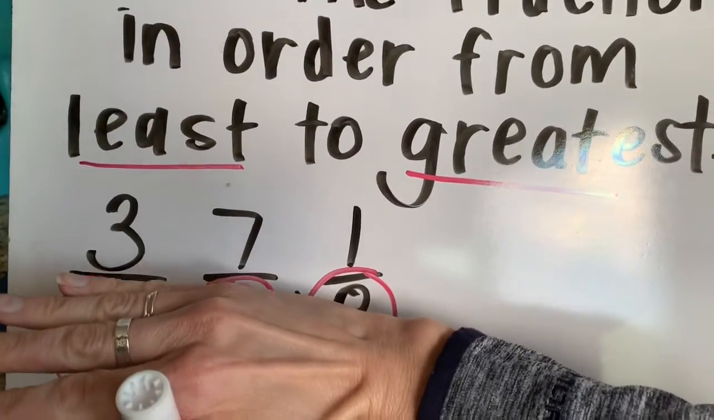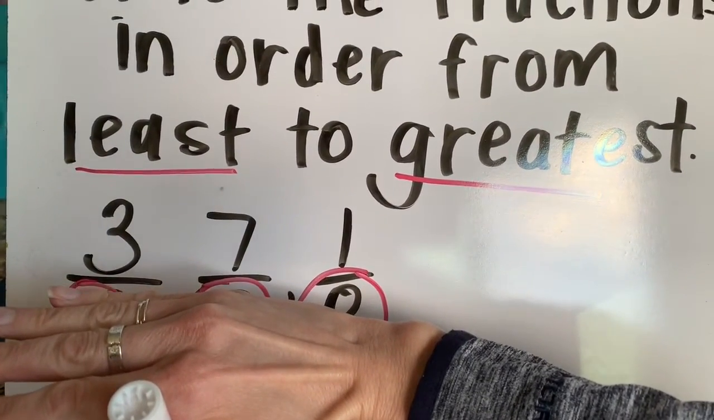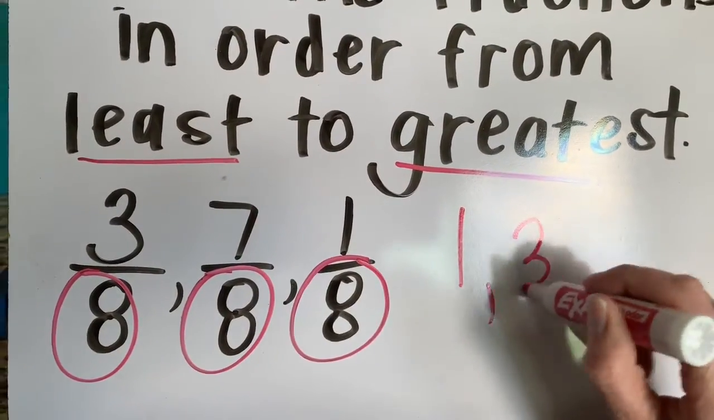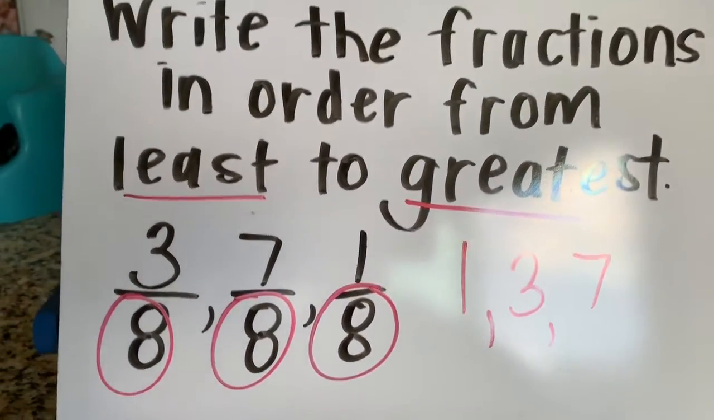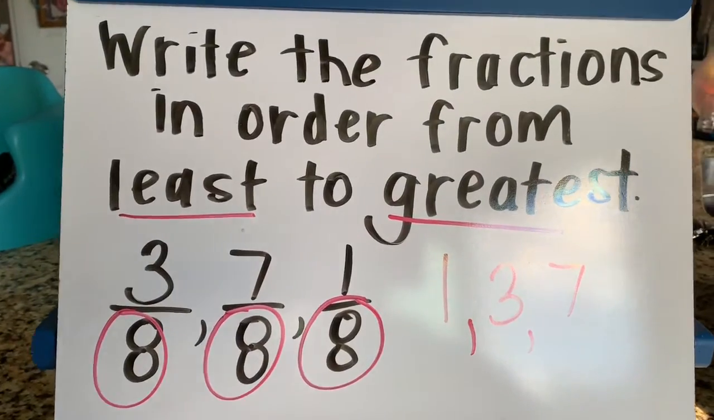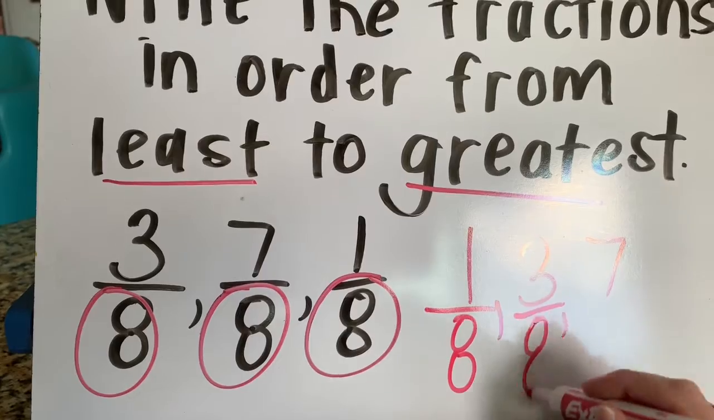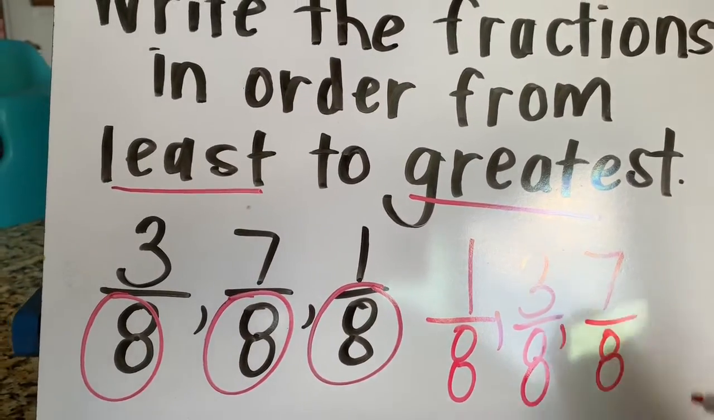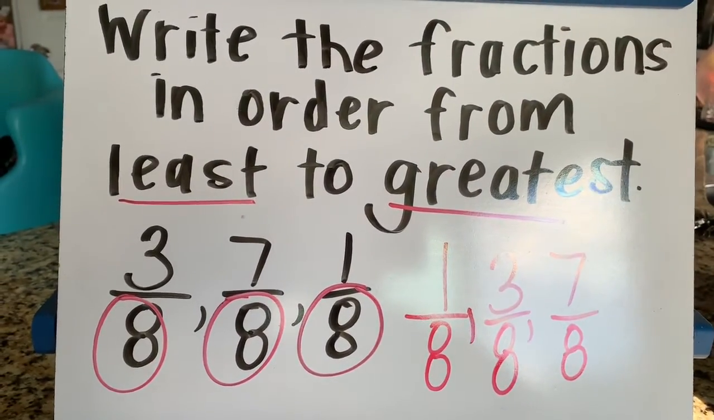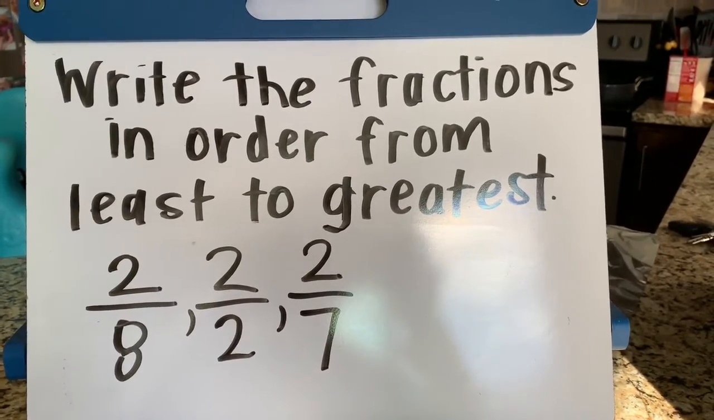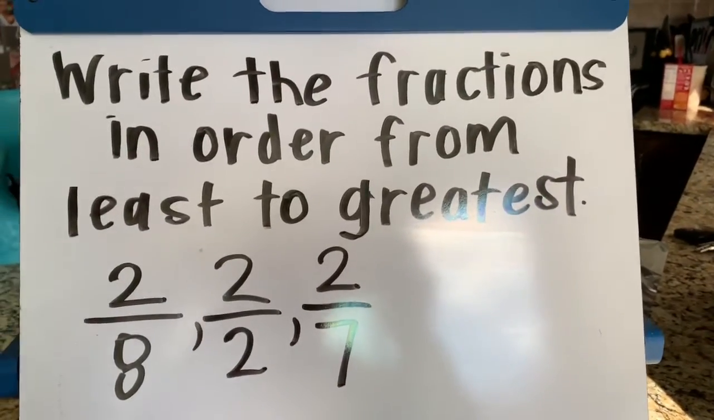So looking at the numerators, which number is the least? A 1, and then a 3, and then a 7. Am I done? Nope. I have to put back my denominators. And now I have my fractions written in order from least to greatest. Let's practice again. We're going to write these fractions in order from least to greatest. What do we look at first?